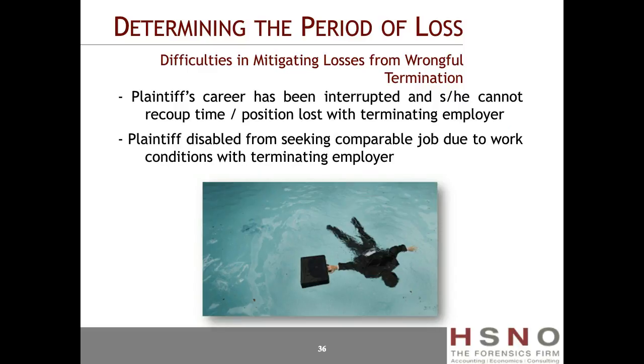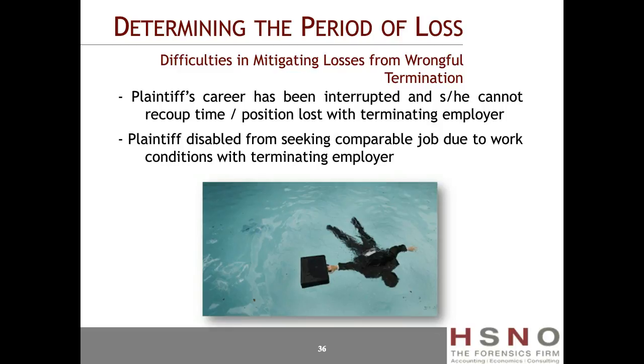Okay. Some difficulties in mitigating losses from wrongful termination. Sometimes people's whole career has been interrupted and they can't really recoup time or position lost with the terminating employer. They may have fallen off the ladder. They have the stigma of the termination and they have the stigma of the lawsuit to boot. The plaintiff could also be disabled from seeking a comparable job by the work conditions with the terminating employer.